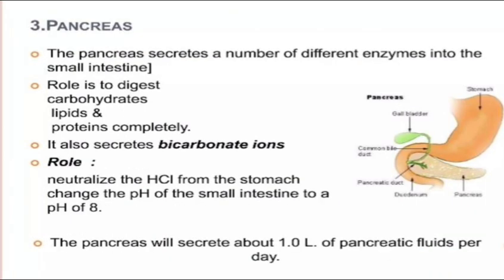Pancreas. The pancreas secretes a number of different enzymes into the small intestine. Their role is to digest carbohydrates, lipids, and proteins completely. It also secretes bicarbonate ions. Their role is to neutralize the hydrochloric acid from the stomach, changing the pH of the small intestine to a pH of 8.